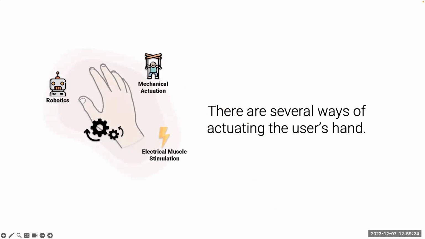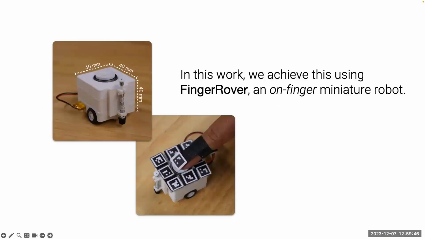And of course, there are several different ways of actuating the user's hand. If we want to make this happen, we need an actuator that can move something. And there are some different robotic interfaces. There can be some other electrical muscle stimulation methods or some mechanical actuation methods. And I think there are really great methods out there. But in this work, we prototyped this finger rover device, which is a small robotic device that can move the user's finger around on a 2D plane. And if you have this device, you can let computers move your hand.